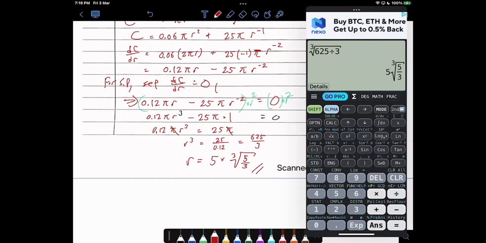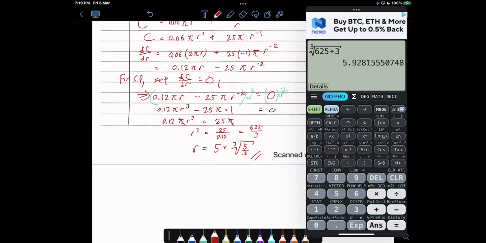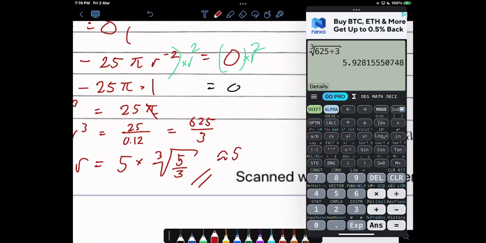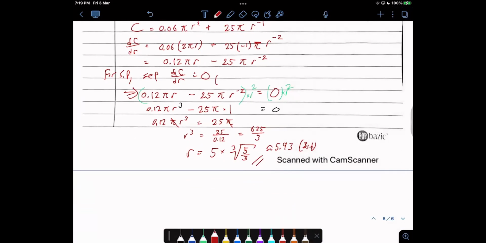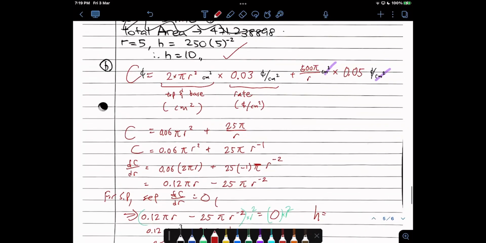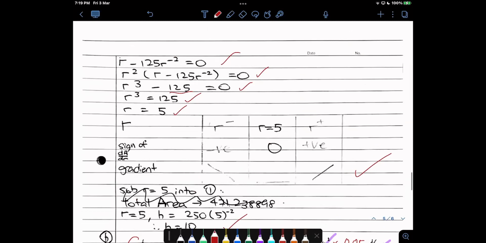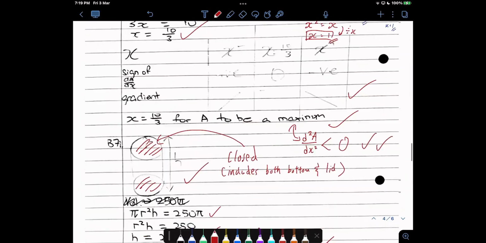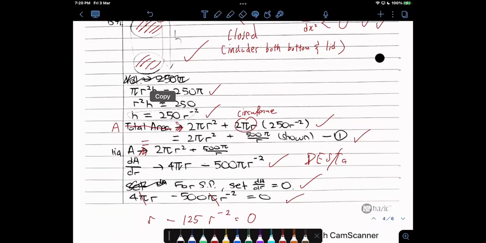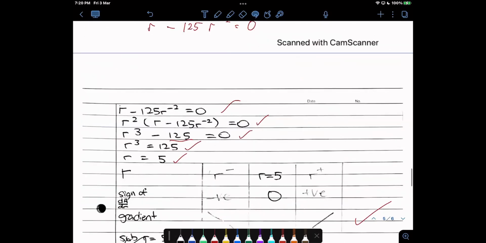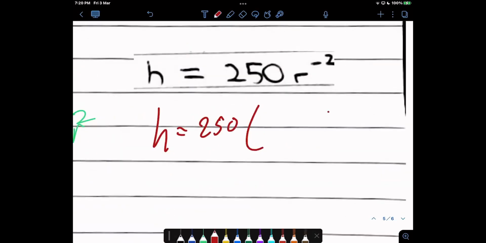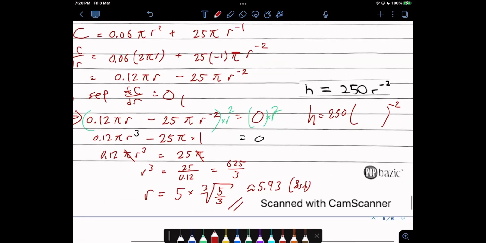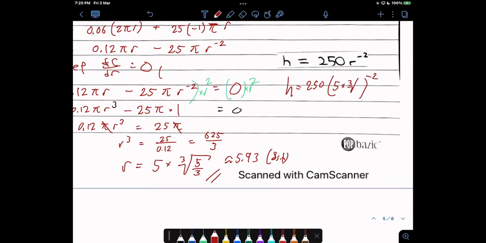Okay, good. So let's just use decimals, around 5.93 to 3 significant figures. Which means that your height h will be what? Height h was what? 250 times r to the power of -2, right? Then in that case, h will be 250 times something to the power of -2. That will be the 5 times cube root of 5 over 3.